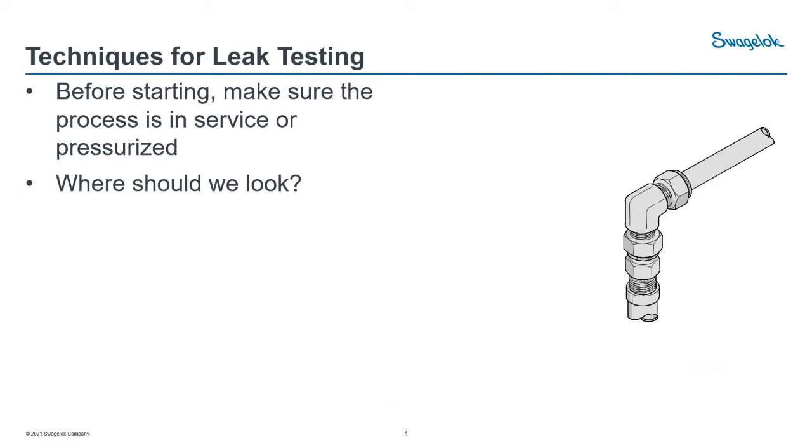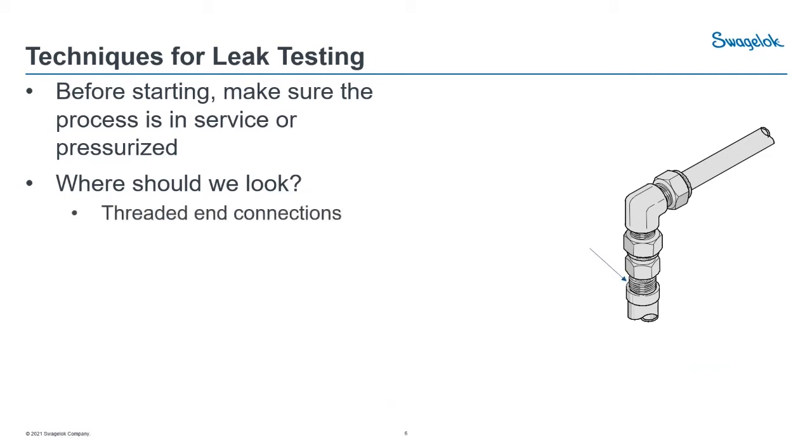Now, once we go out in the field, what techniques do we want to use for leak testing? So before we start, we want to make sure the process is in service and/or pressurized. So again, think about things like check valves, any sort of things that control direction, to make sure that you are pressurizing your entire system and you've got pressure everywhere. Then once we do that, where do we want to look?